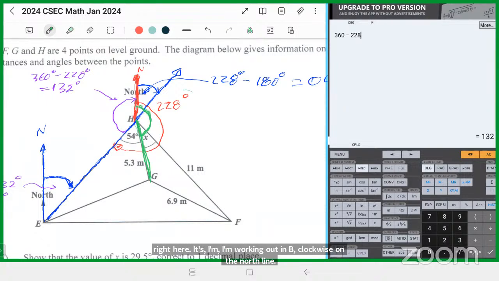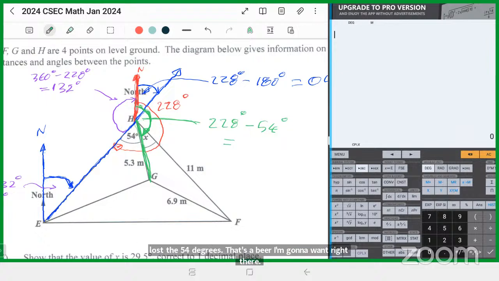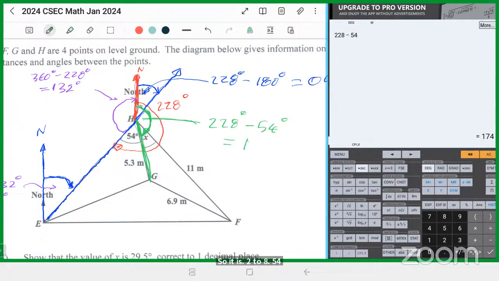So it becomes the 228 minus the 54. See that? This green angle that is left in here is the bearing that I want. The whole thing is 228, the green angle, you subtract the 54. So this angle that I want is 228 degrees minus 54 degrees. That is the bearing angle that I want right there. So it is 228 minus 54, 174 degrees. I can leave that. 174.